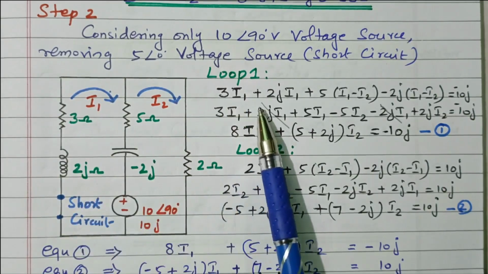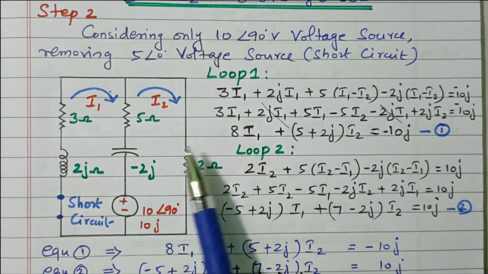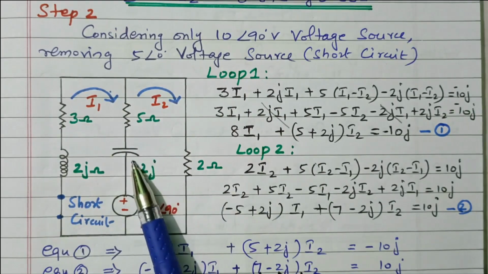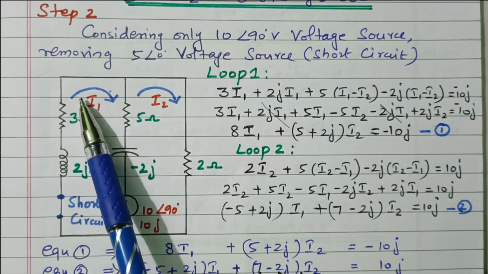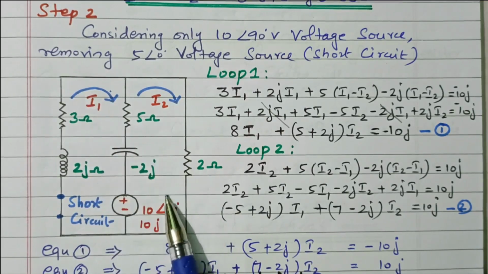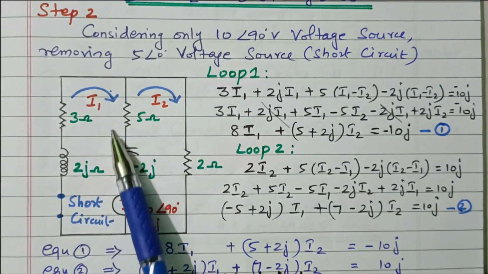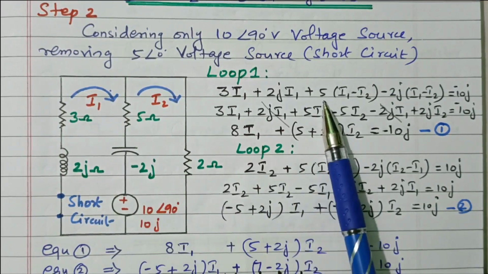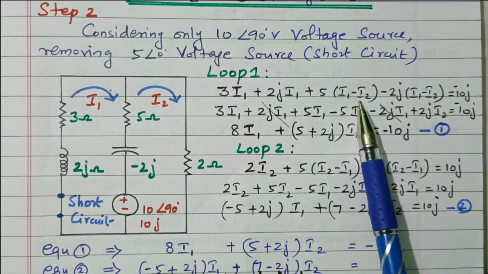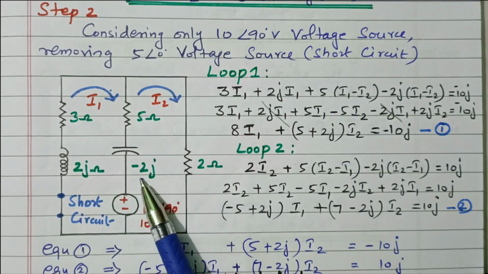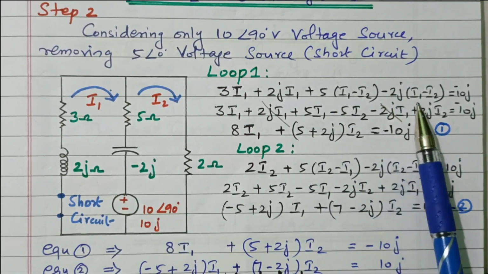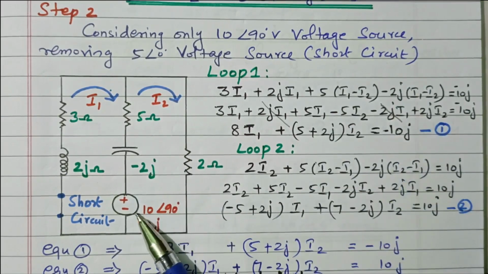So, 3I1 plus 2jI1. In this resistor and capacitor, as we discussed earlier, I1 is also flowing, and I2 is also flowing in the opposite direction. So 5 into (I1 minus I2) in this resistor, and in the capacitor, minus 2j into (I1 minus I2), equal to this voltage source, 10 volt, right?